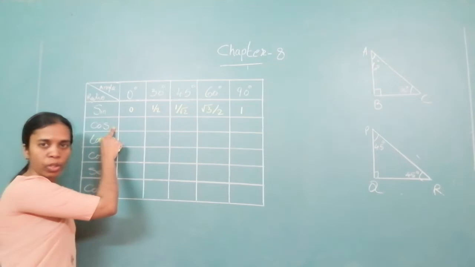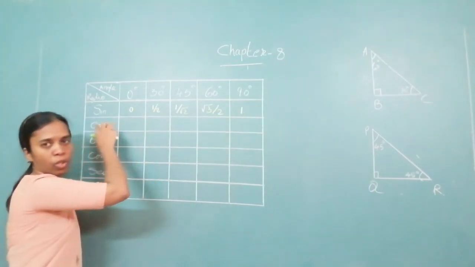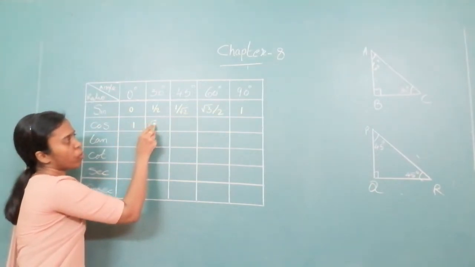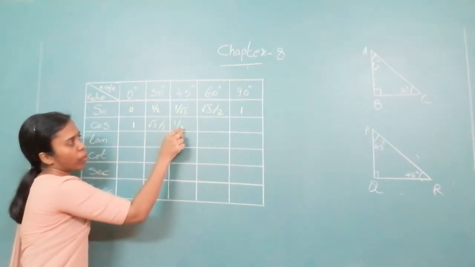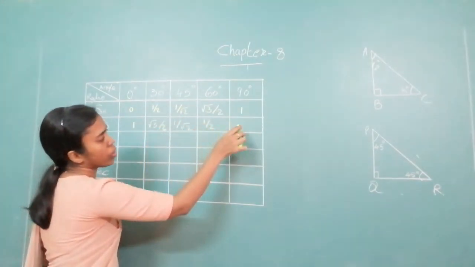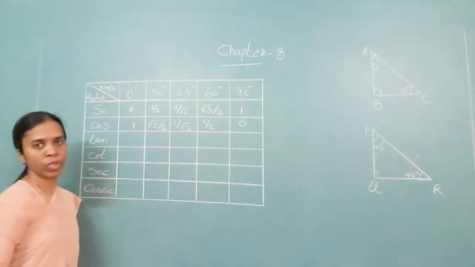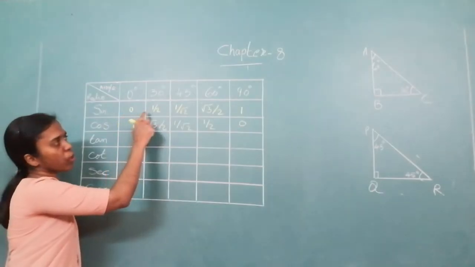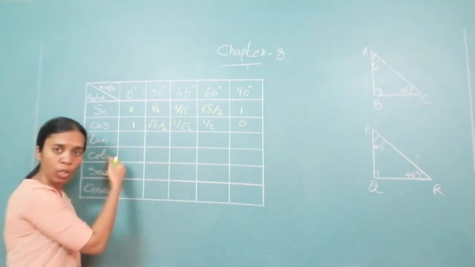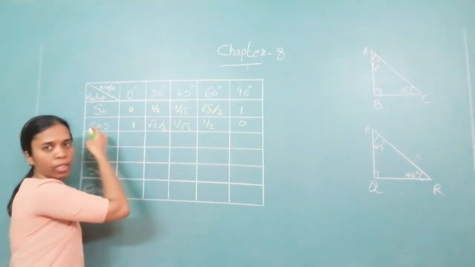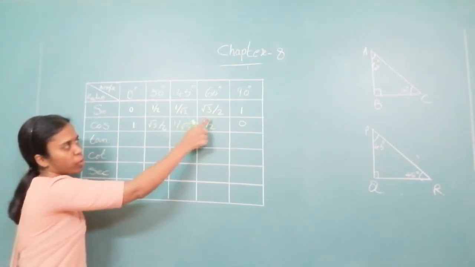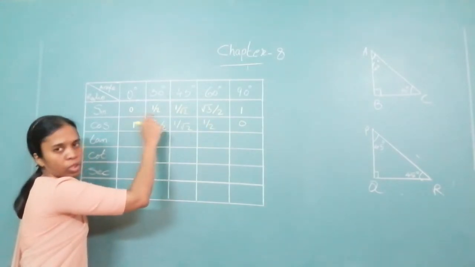Now to write cos, you write the inverse of all this. That is, start writing from here. 1, root 3 upon 2, 1 upon root 2, 1 upon 2, 0. Just understood? That is sine: 0, 1 upon 2, 1 upon root 2, root 3 upon 2, 1. Now cos, just write from here in the other order. So 1, root 3 upon 2, 1 upon root 2, 1 upon 2, 0.